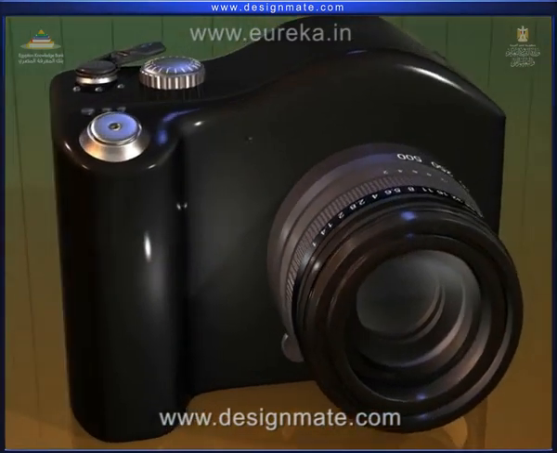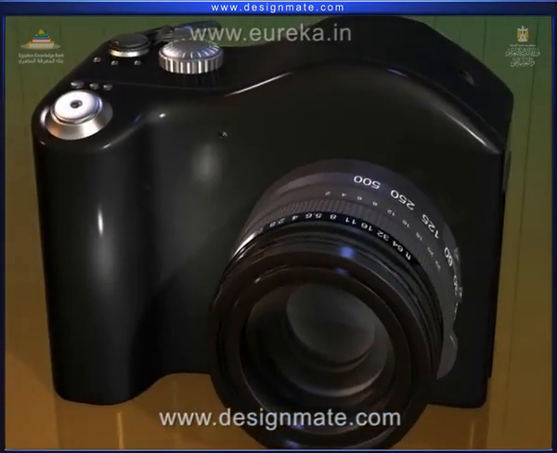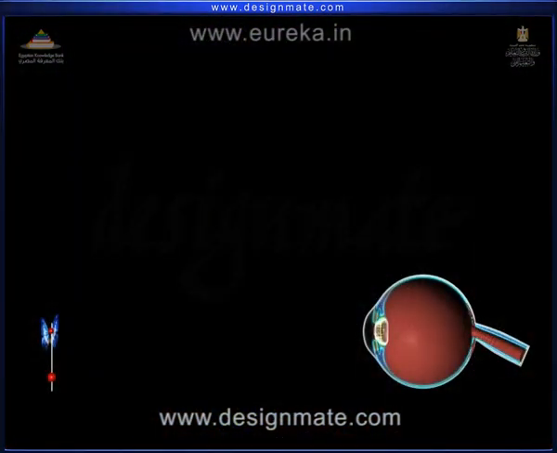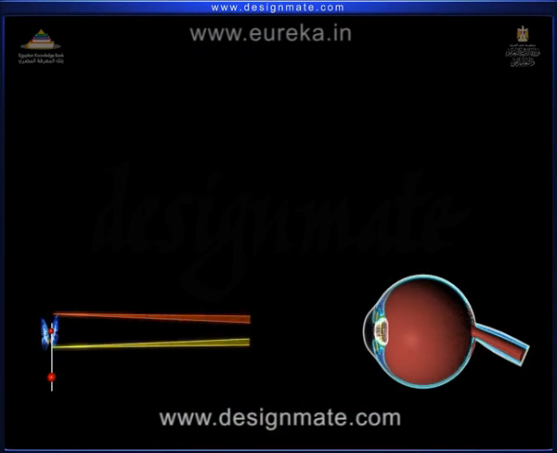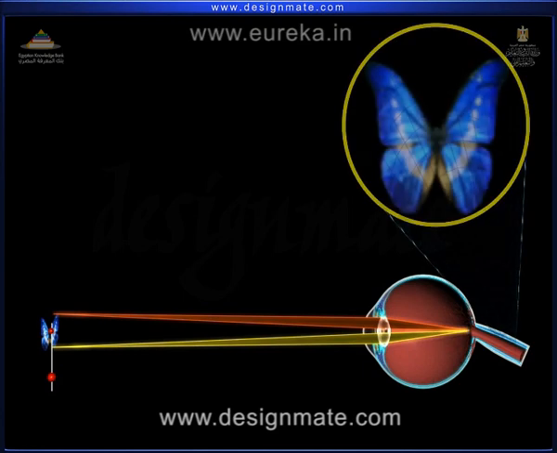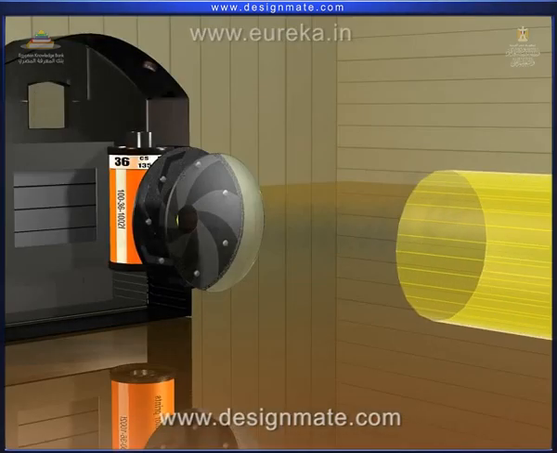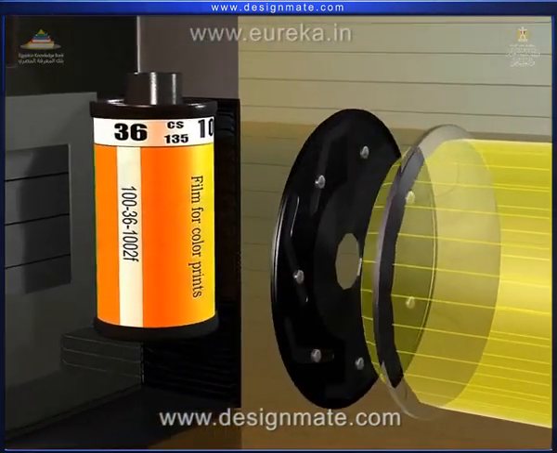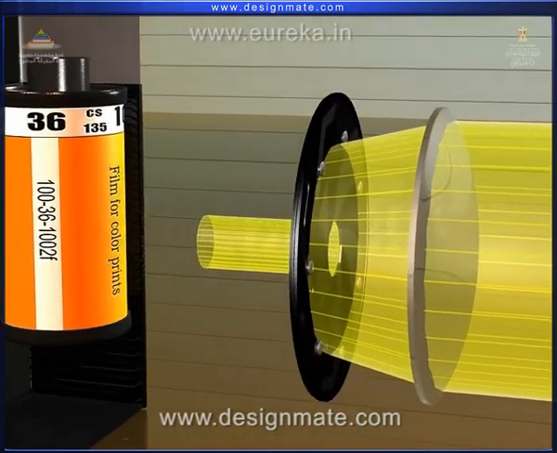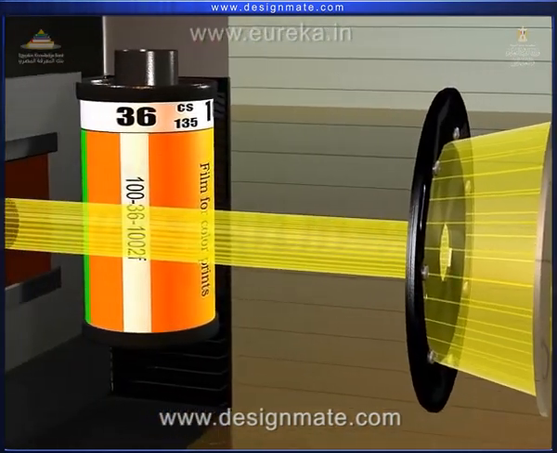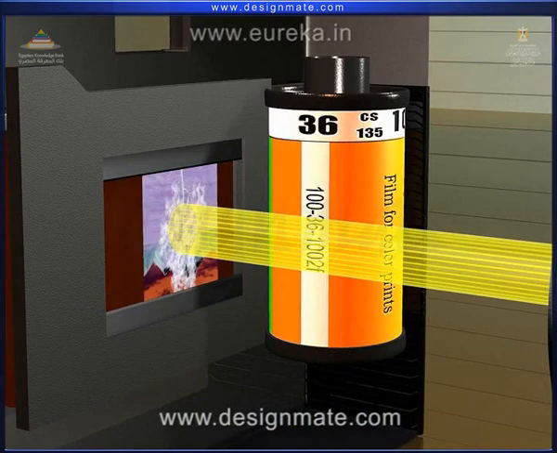We have understood that the working of a camera is similar to the functioning of the human eye. When light rays from an object pass through the eye lens, they get converged, and by accommodation of the eye, the image of the object is focused on the retina. Similarly, when light rays from an object pass through the camera lens, they are converged and the image of the object is focused on the film.